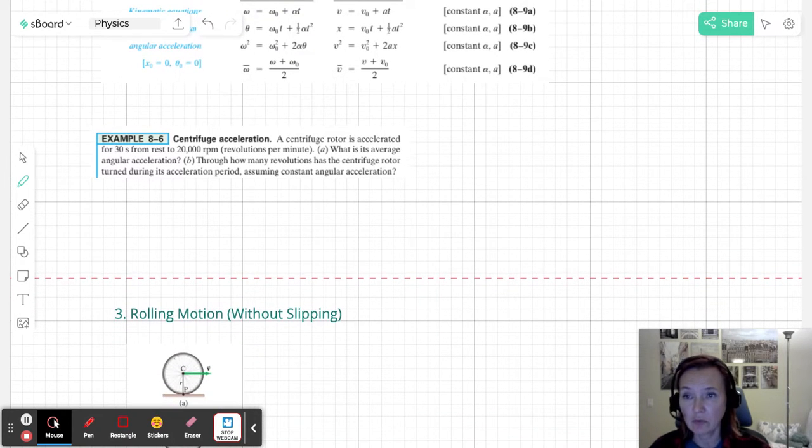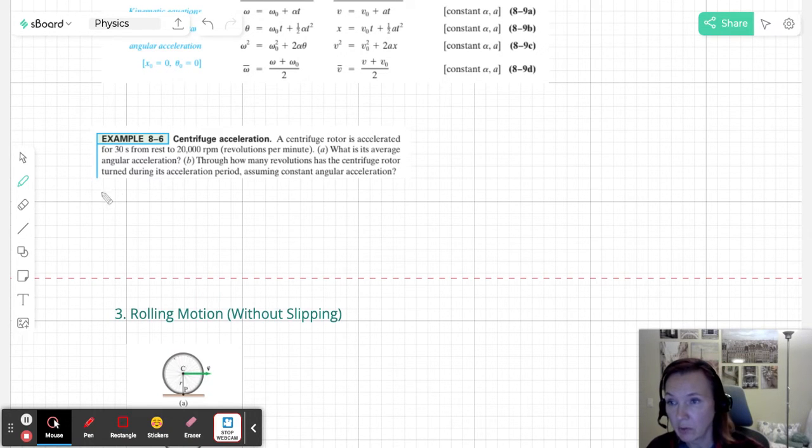Our example is about centrifuge acceleration. We have a centrifuge rotor that's accelerated for 30 seconds from rest to 20,000 RPM. That is an abbreviation for revolutions per minute. We will calculate the average angular acceleration, and then figure out through how many revolutions the centrifuge rotor will be turning during the acceleration period, assuming constant angular acceleration.